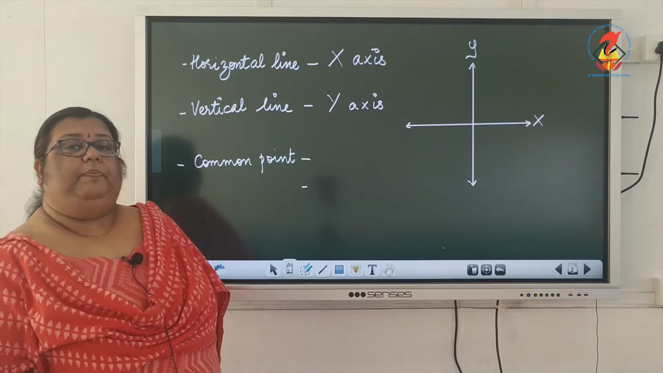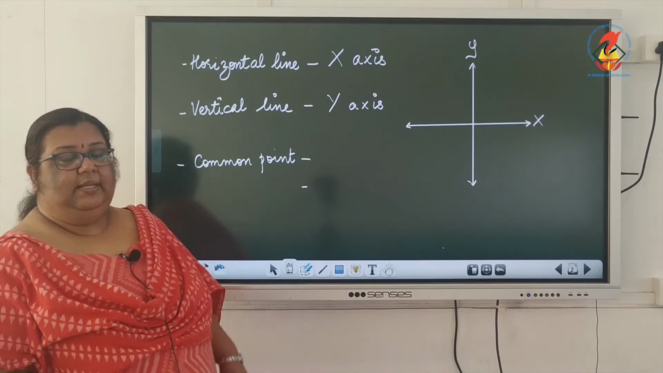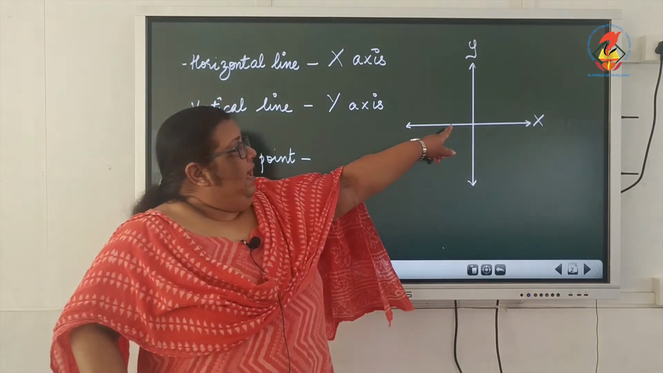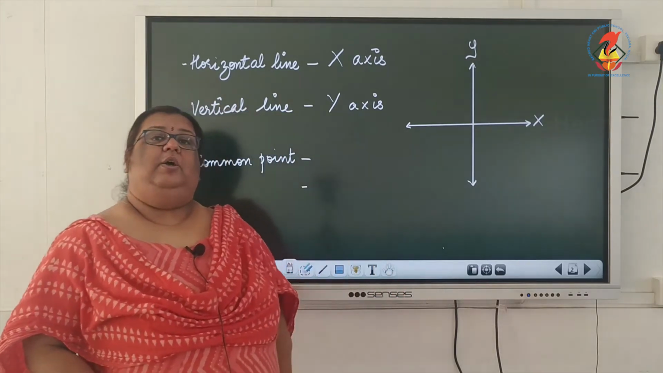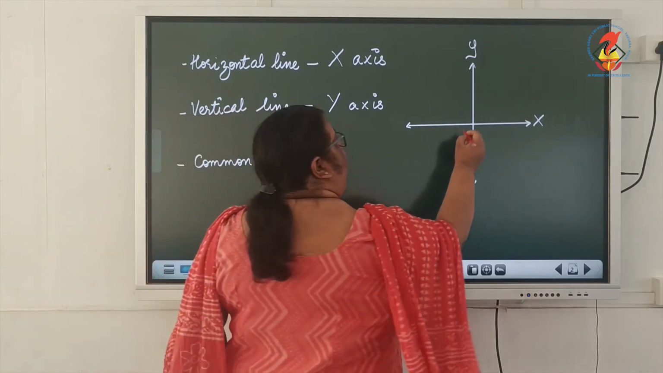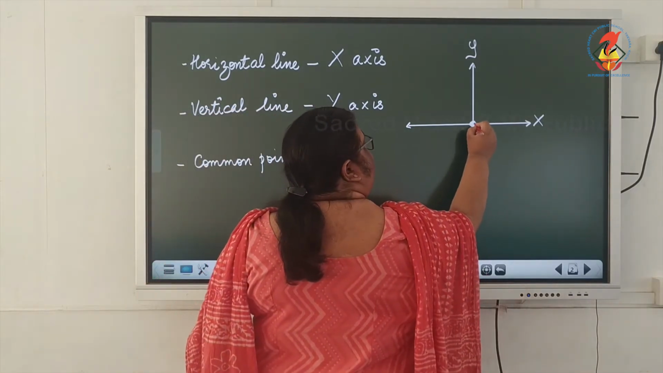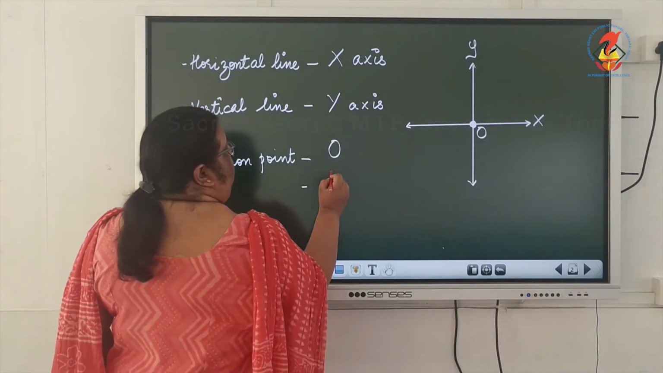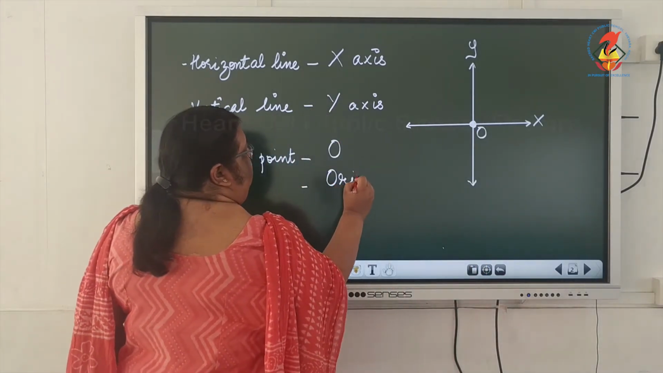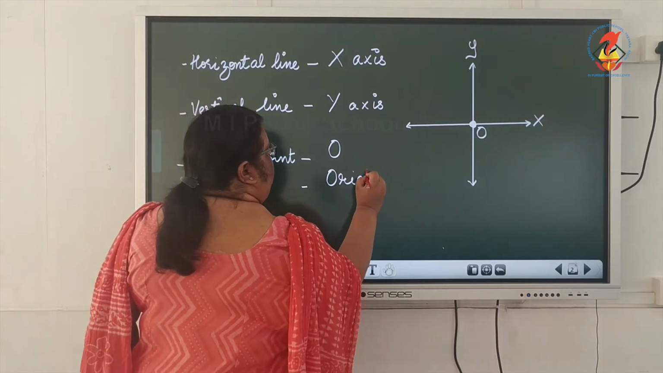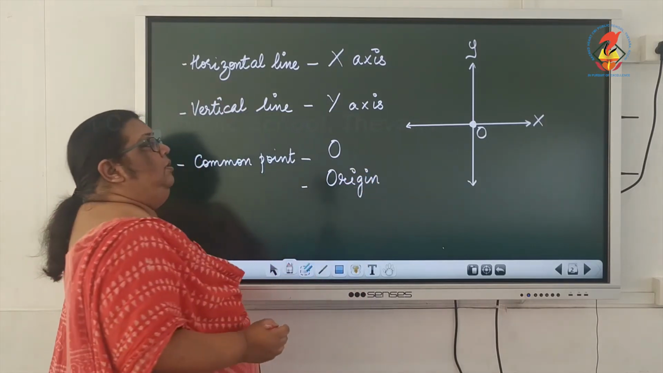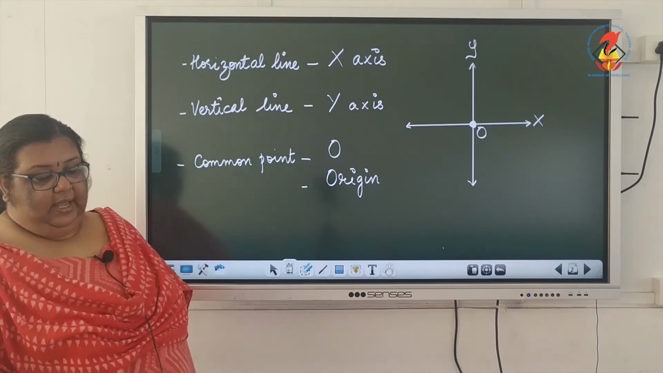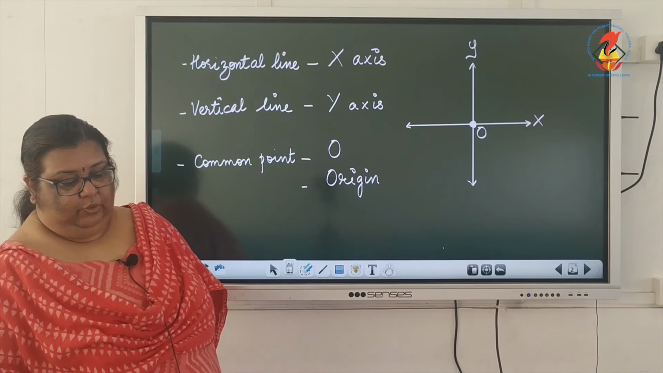Now both the lines, the perpendicular lines, that is your x-axis as well as your y-axis, meet at a common point. We can name that point O. This is the common point you can see. We can name it as O. O means the origin. So two perpendicular lines meet at a common point and the common point is called the origin.